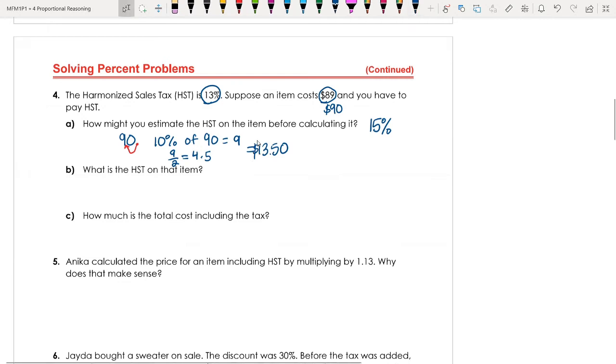So the steps for that again were, number one, find 10%. How do we find 10%? We move the decimal over one time of the rounded amount. And then we find 5%. How do we do that? We divide what we got for 10% by 2. And then we add those amounts.